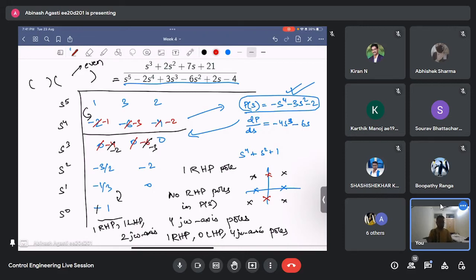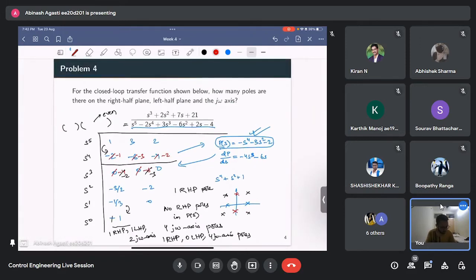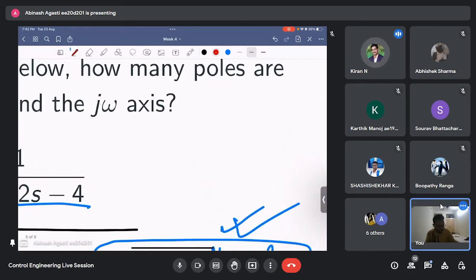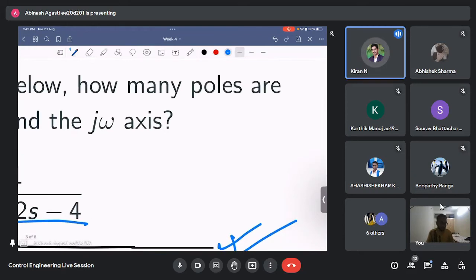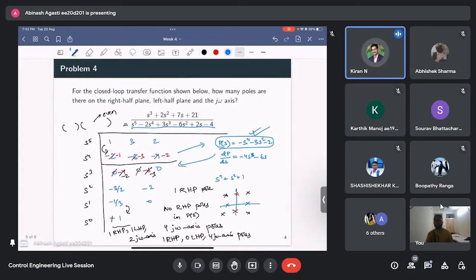Okay, I just want to confirm: is it mandatory that if there is one pole on the right half plane, by symmetry there should exist one pole on the left hand side?